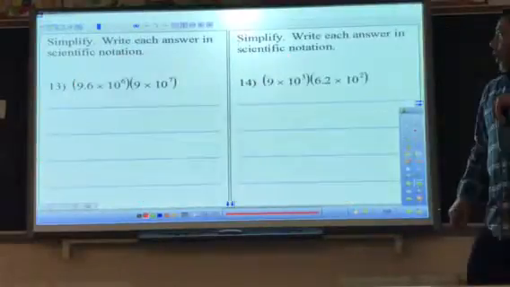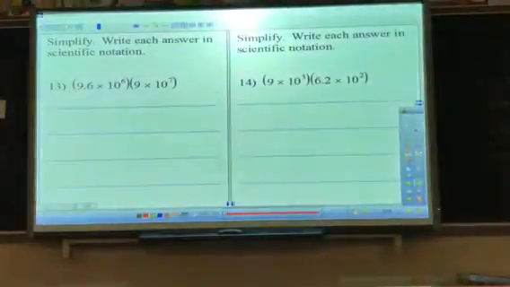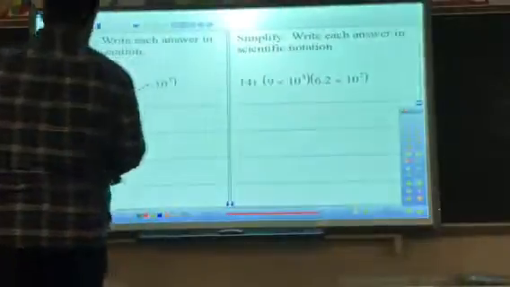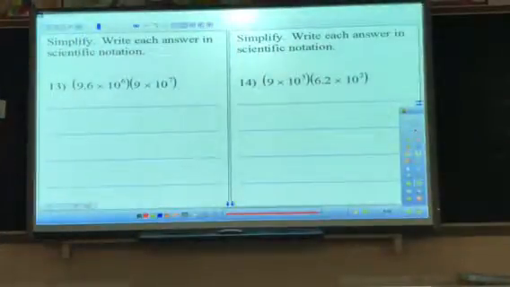Now the other types of problems that we're going to have are the scientific notation ones. So let's take a look here first. Multiplication. Now I'm going to do this first one here. Remember the rules? They are basically the same. Our answers need to finish in scientific notation.